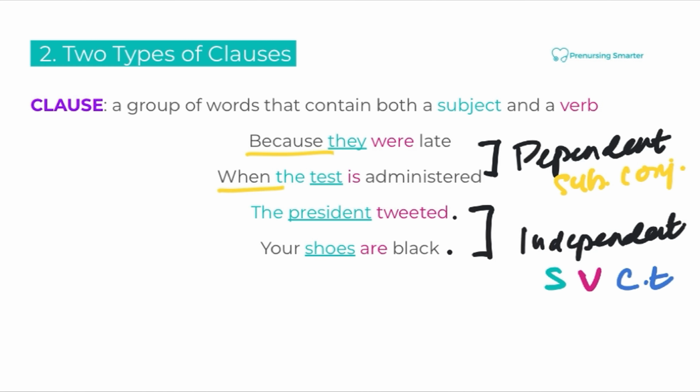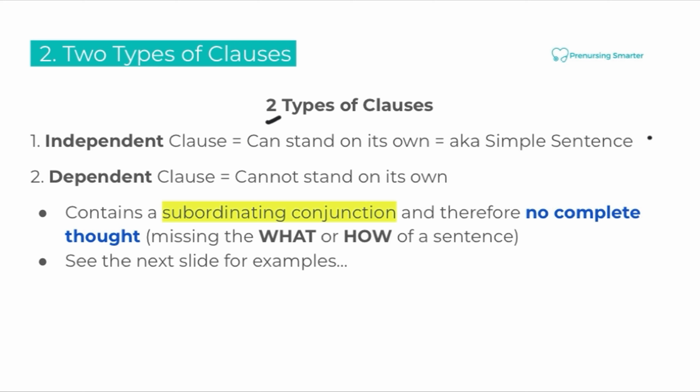To review here, the two types of clauses. An independent clause can stand on its own. It has a subject, verb, complete thought. And a dependent clause cannot stand on its own because it does not have a complete thought when it has a subordinating conjunction. A dependent clause always has a subordinating conjunction, and therefore no complete thought. So it cannot stand on its own. It depends on an independent clause in order to exist grammatically.